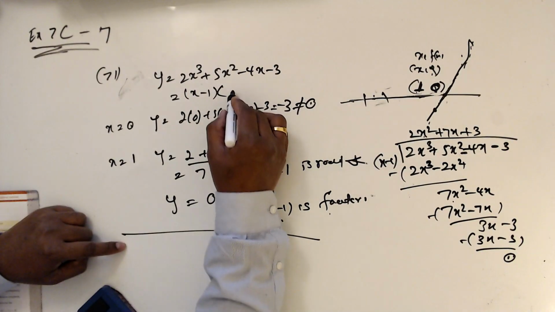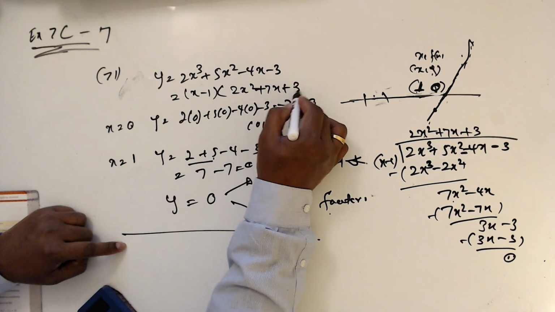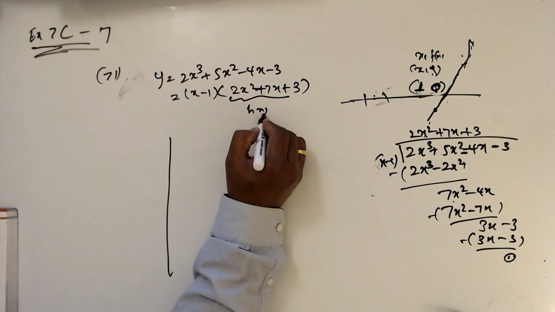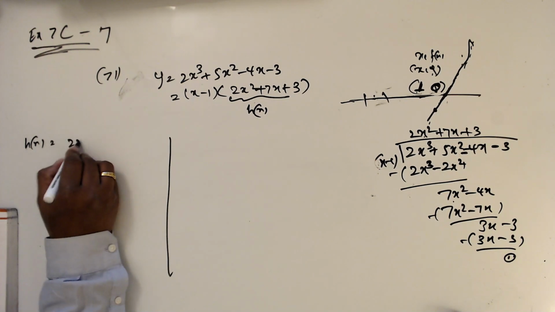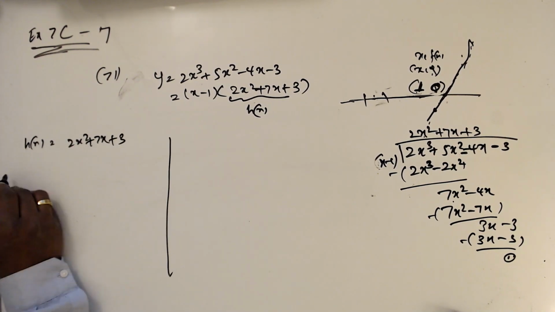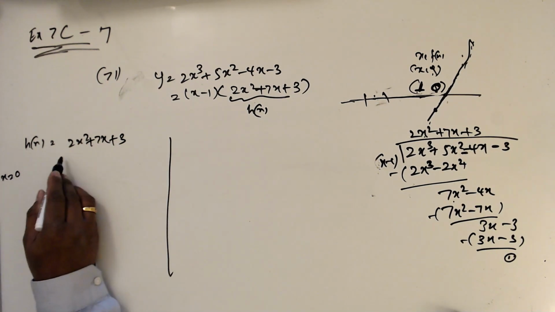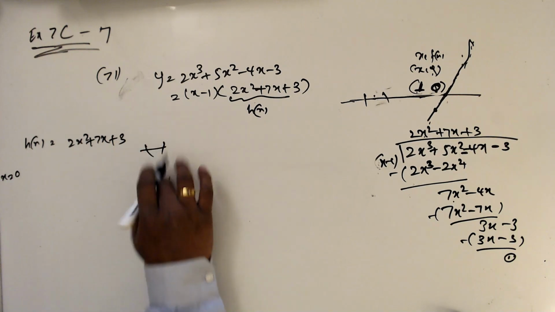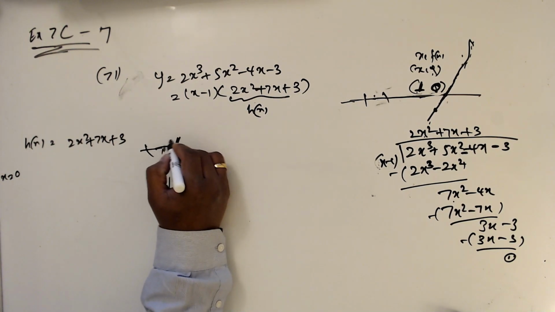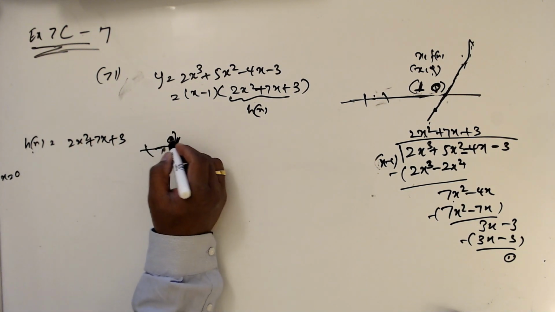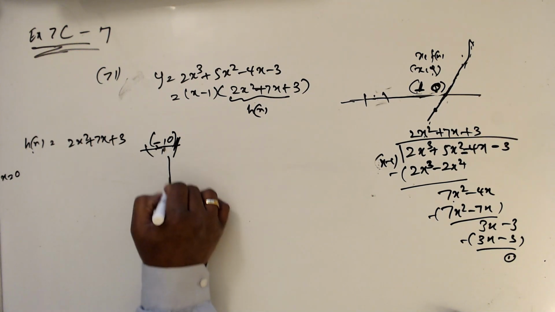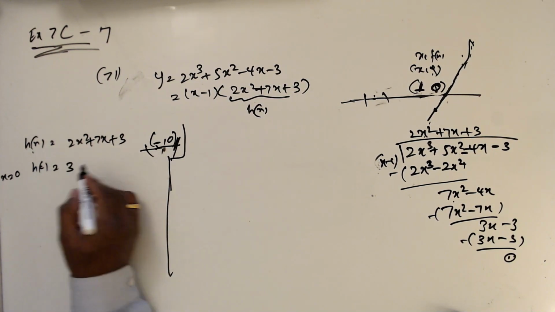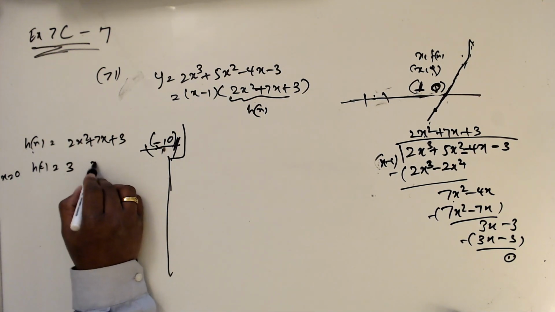This is the 2x squared plus 7x plus 3. Now you can use the same method if you want. You can take h(x) equals 2x squared plus 7x plus 3. This is a quadratic graph. How many places will it cut the x-axis? I want to find the y value; h(x) has to be 0 for some x values. Now when x equals 0, h(0) is 3. It means x equals 0 is not a root.